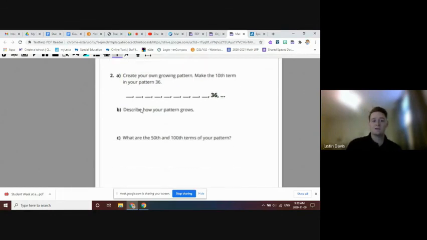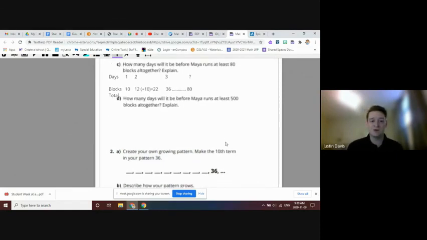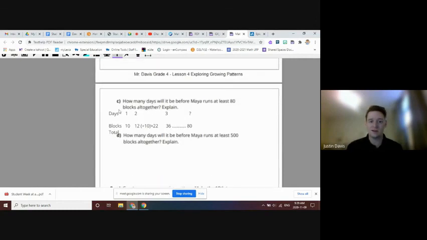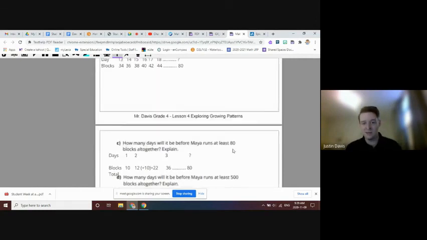All right, so question 2, it says create your own growing pattern and make the 10th term in your pattern 36. So we've got kind of the framework set up for you. You need to create a pattern that grows, and the 10th term is 36. So you'll have to describe how your pattern grows, and then extend your pattern to figure out the 50th term and the 100th term. So again, the main focus and main goal for today is, can you create some charts that keep track of patterns so that you can extend them?